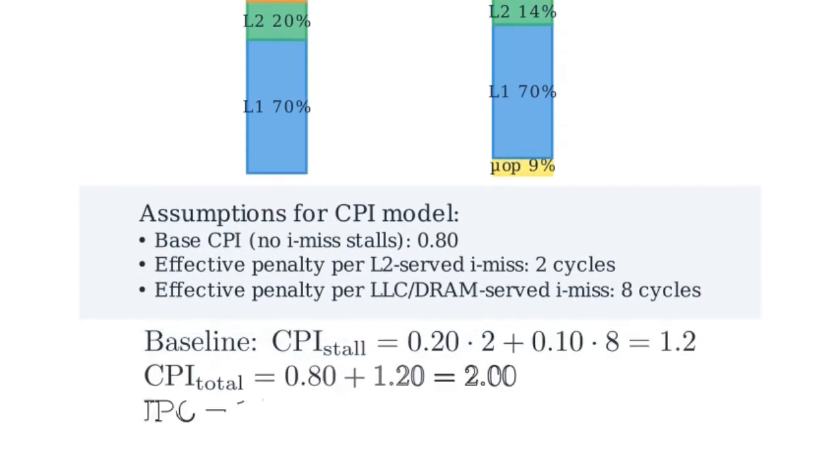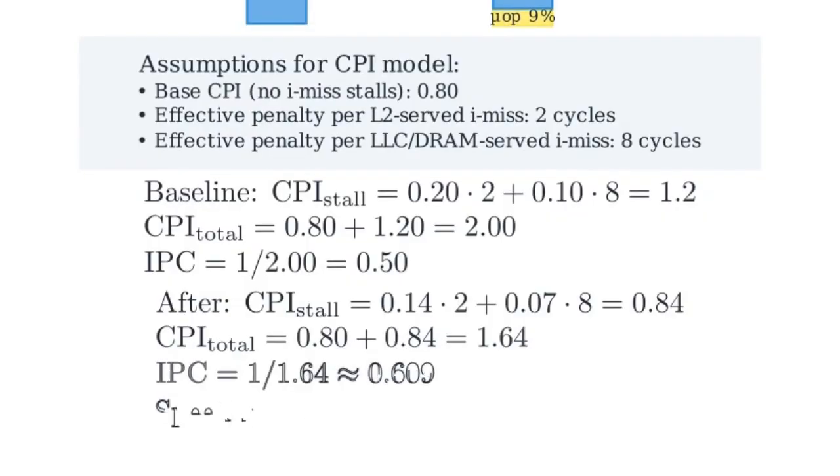Compute baseline first. Front-end stall CPI equals 0.2 times 2 plus 0.1 times 8, which is 1.2. So baseline CPI equals 0.8 plus 1.2 equals 2.0, and IPC baseline is 1 over 2, or 0.5.